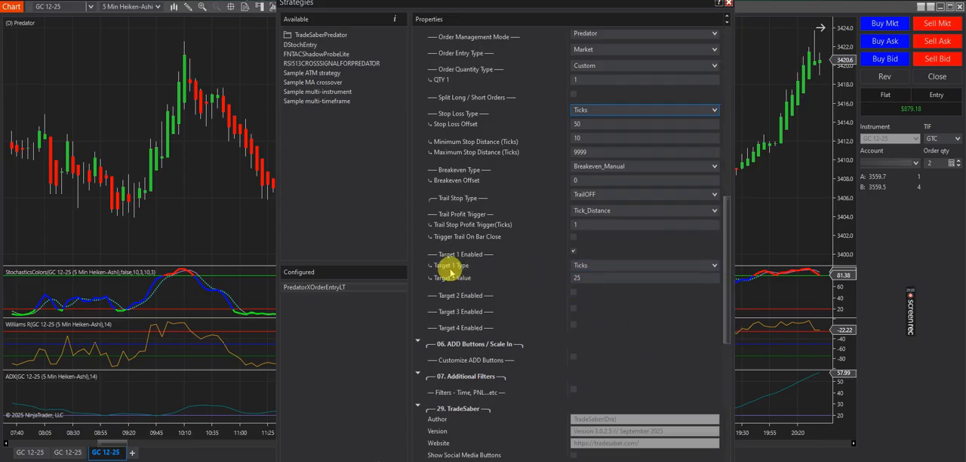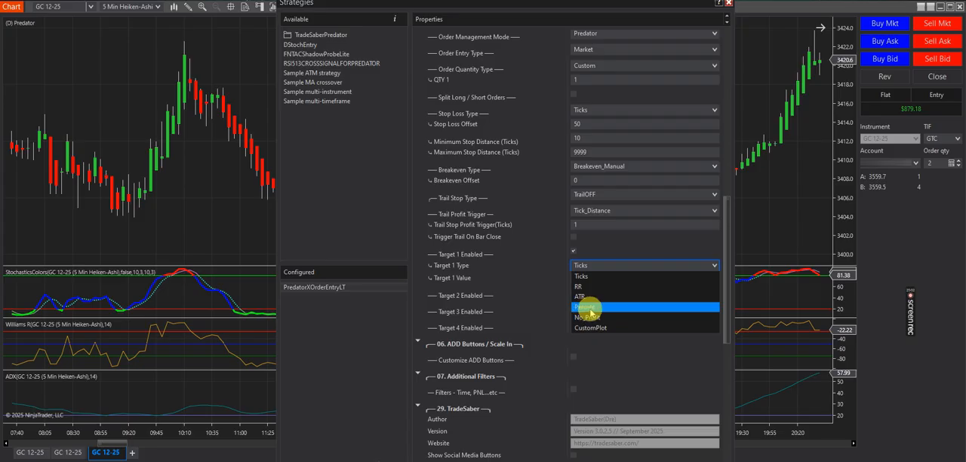There's one target here. The target type, you can set the number of ticks here. You can set it to risk to reward, right? So if you set your stop loss at 12 tick, then 1-to-1 would be 12 tick for your profit target. You can set your profit target at ATR.